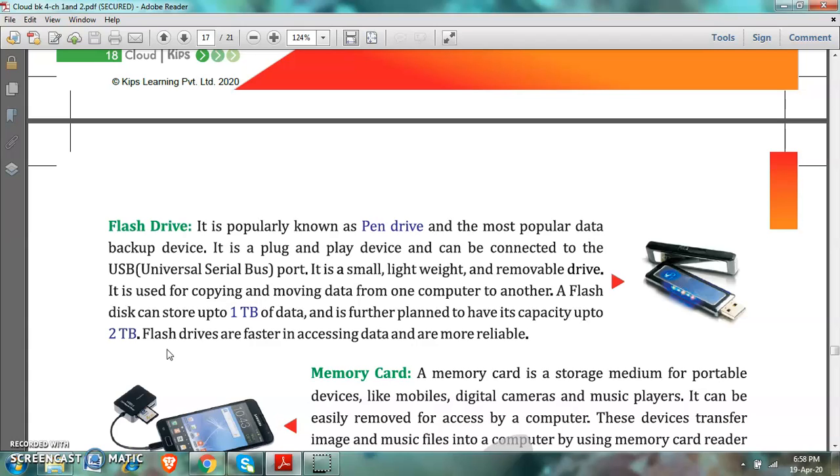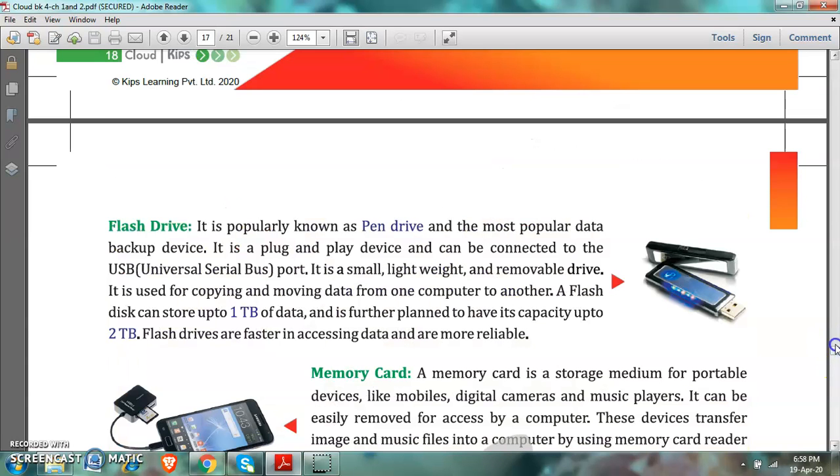Flash drives are faster in accessing data and are more reliable. So it's true, it is very easy to use. It is very easy to insert, and it is a very important device to store data. I hope this is clear to you all. See the picture also, have a look. These are flash drives.